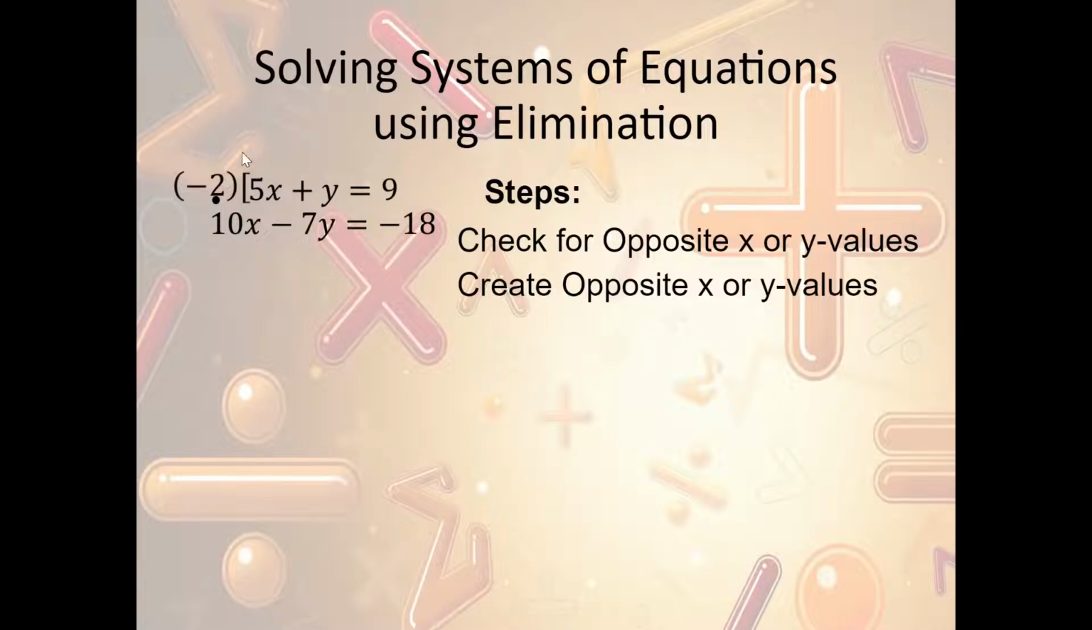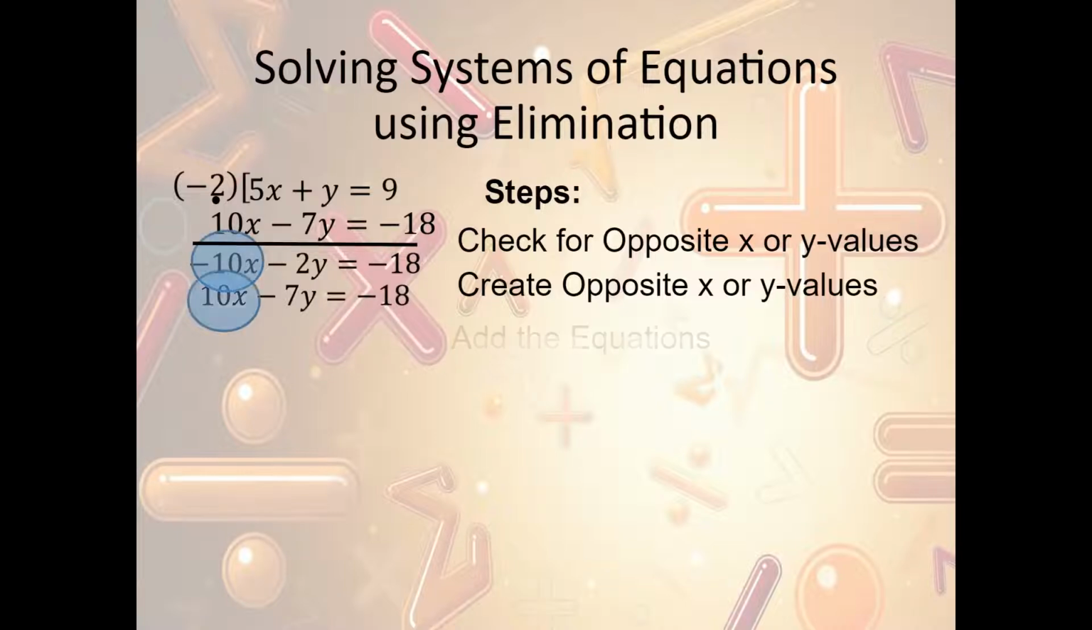So I get negative 2 times 5x is negative 10x, negative 2 times y is negative 2y, and negative 2 times 9 is negative 18. So now I have negative 10x minus 2y is equal to negative 18, and the bottom one just drops down, so I have 10x minus 7y is equal to negative 18. And now I have opposite x values, so I can go ahead and add the equations.